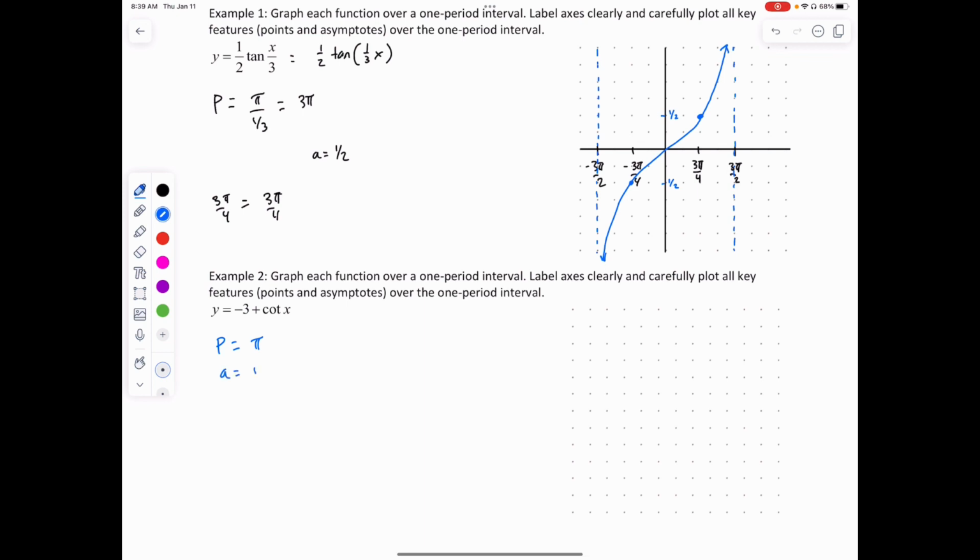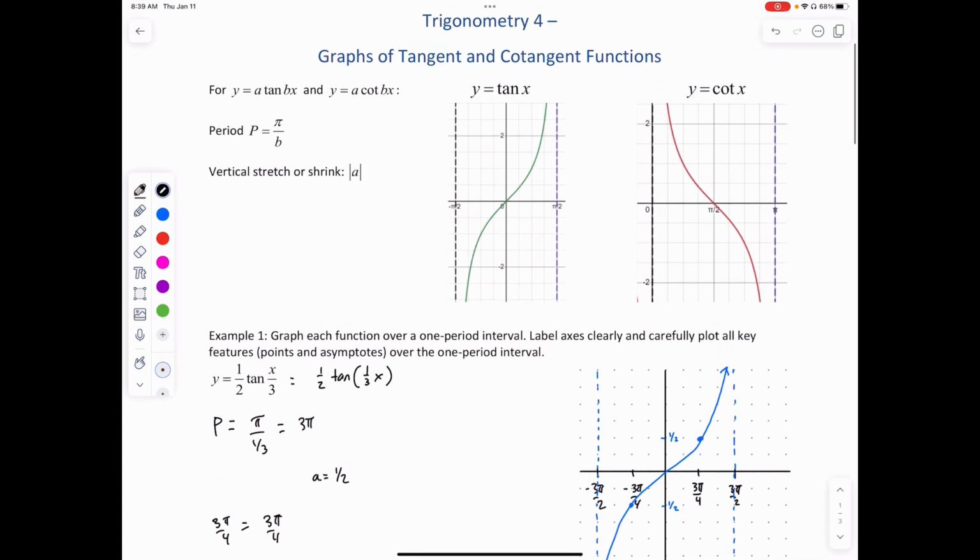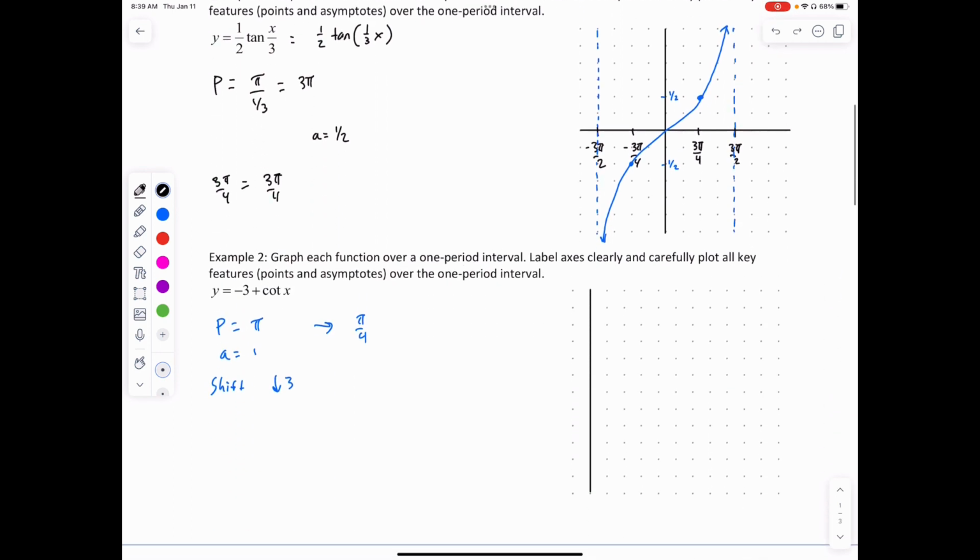My a value is just going to be 1. I'm going to split that pi into 4 pieces for what I'm going to count by. And I do have a vertical shift in this problem. That -3 means I'm going to go down by 3. So I'm going to start my y-axis over here on the left. Why? Because we notice by default cotangent is from 0 to pi, and we're not doing any horizontal shifting. So it's still going to start there, and I'm going to have my x-axis.